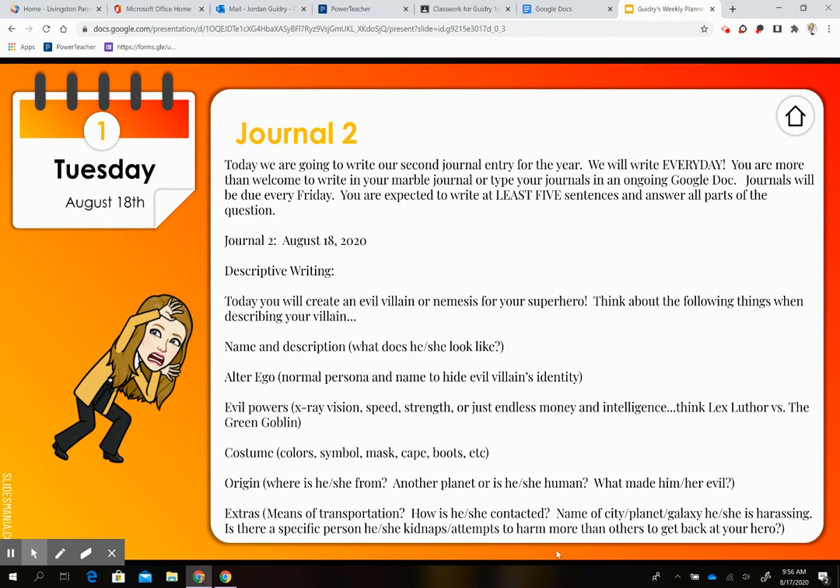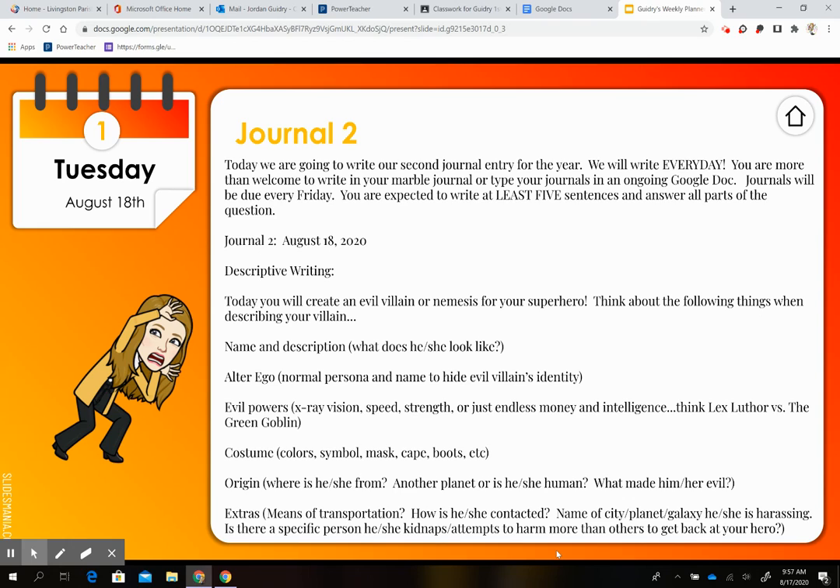Think Lex Luthor, who is just a regular person who has a lot of money and has LexCorp, and he uses his business to do all kinds of evil deeds. And then you have the Green Goblin. The Green Goblin was a scientist who experimented on himself, and then he became like a split personality type character.